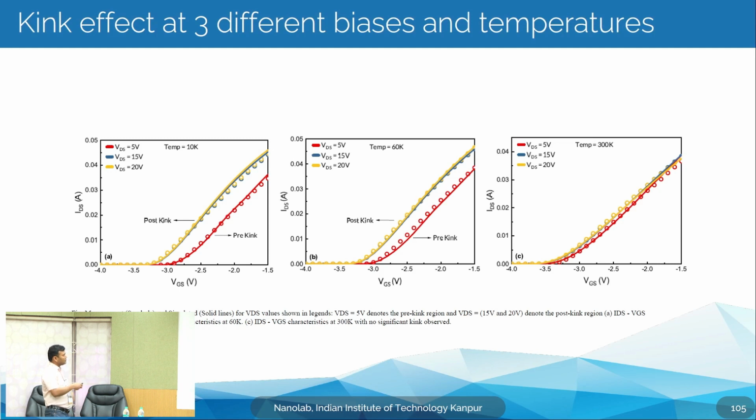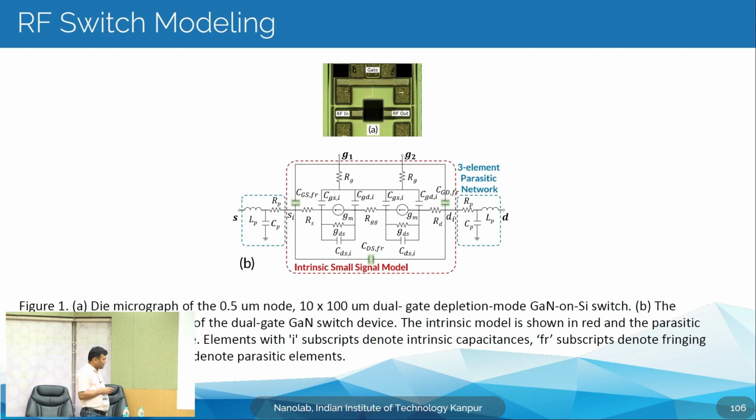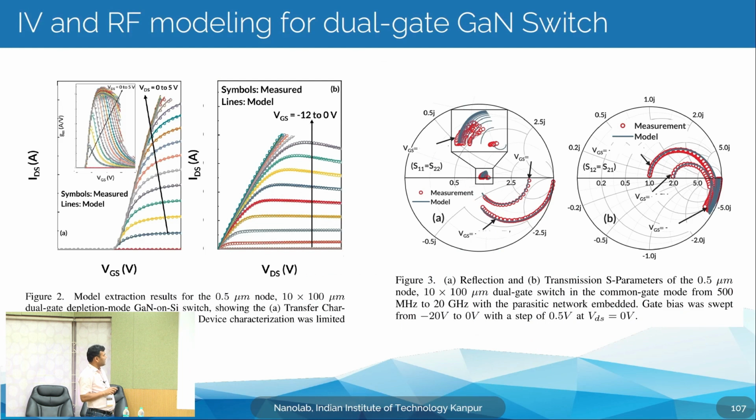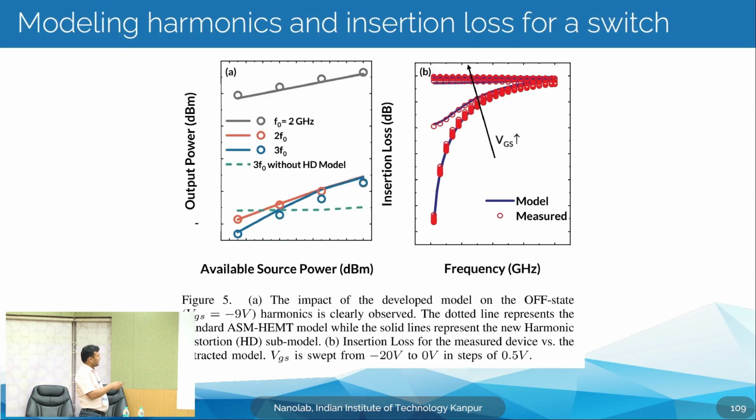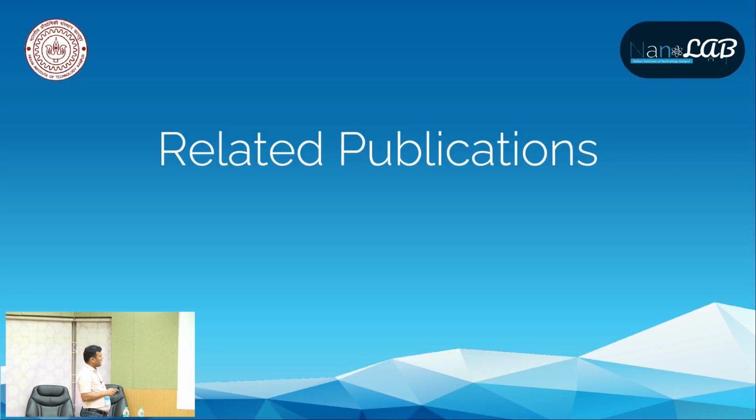Okay. And also how the kink effect is changing with the temperature. Okay. And now we are just working on the RF switch modeling. This is unpublished work. So, we have worked on this thing, we have done extensive measurements on RF switch. This is showing you some results and some modeling strategy, and how the output power versus the source power, how the insertion loss versus frequency.